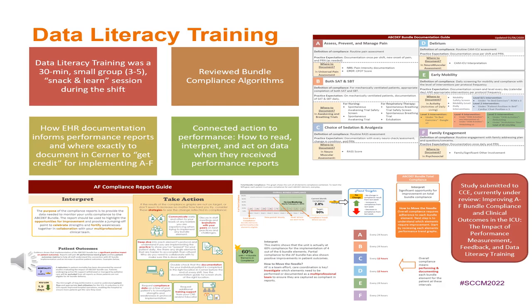In the sessions, we reviewed bundle compliance algorithms, how EHR documentation informed the reports, and where exactly to document to get credit for implementing the A through F bundle. We emphasized how the performance reports were supposed to drive action, more specifically, how the staff should read it, interpret it, and what they can do. We left the team with job aids on both where to document and a summary of what the team could do to increase compliance for each element, as well as the A through F bundle as a whole.